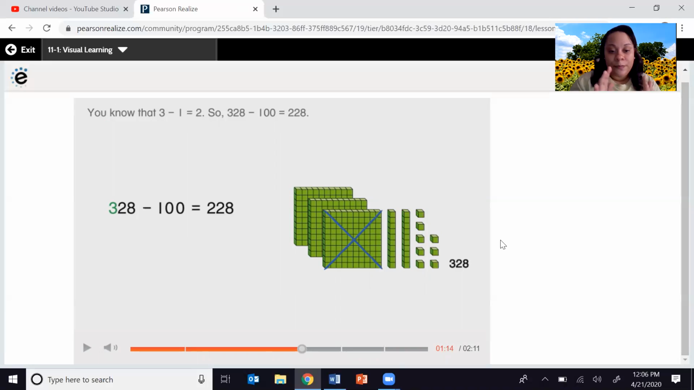Okay? So I hope that makes some sense, because if this number here were 200, that means you would cross out 200. So then you'd have 128. Okay? It's very simple and straightforward. Don't overthink it. 3 minus 1 equals 2. So 328 minus 100 equals 228.